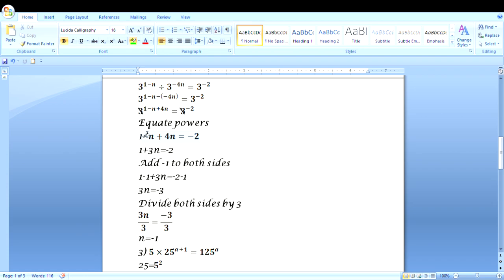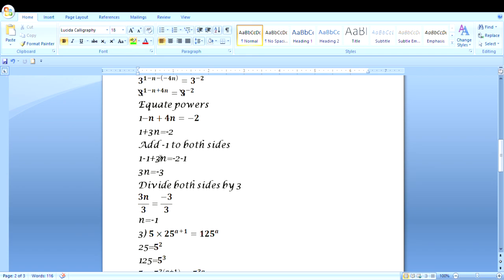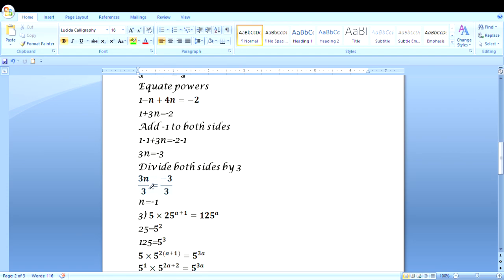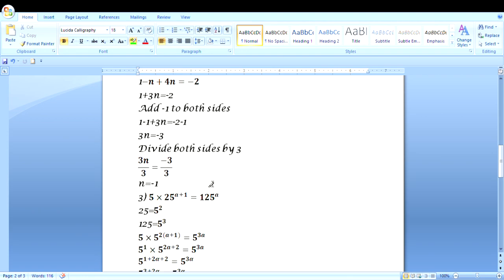Here, minus n plus 4n is 3n. So it becomes 1 plus 3n is equal to minus 2. Now we need to collect like terms by moving plus 1 to the left hand side by adding minus 1 to both sides. So this becomes 1 minus 1 plus 3n is equal to minus 2 minus 1, so that 3n is equal to minus 3. To obtain n, we divide both sides by 3. So 3n divided by 3 is equal to minus 3 divided by 3, so that n is equal to minus 1.